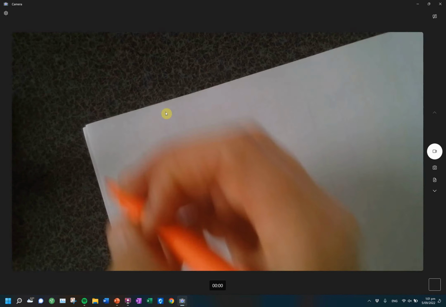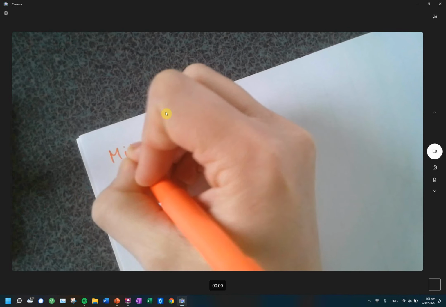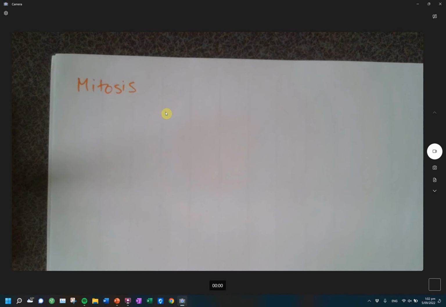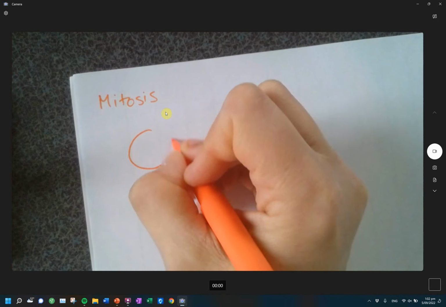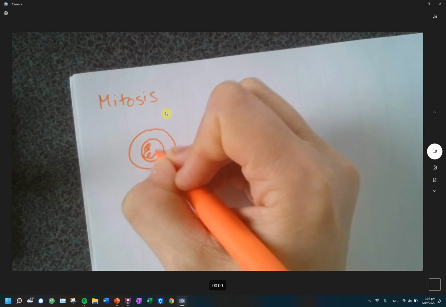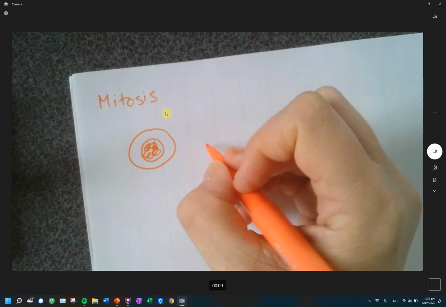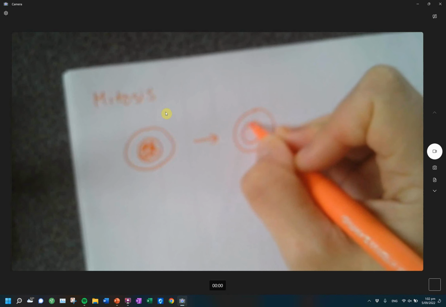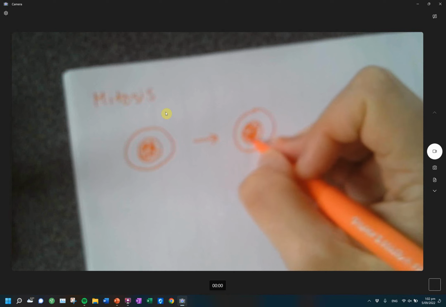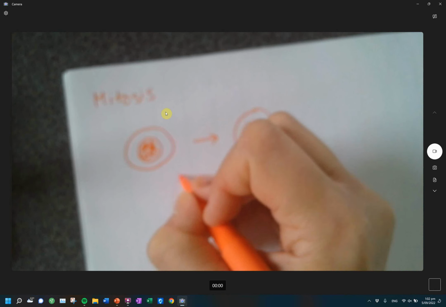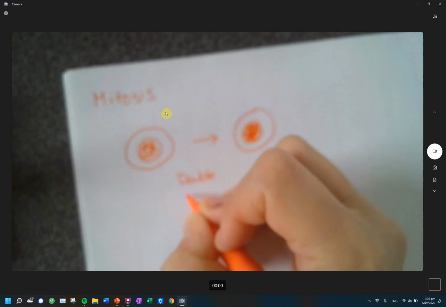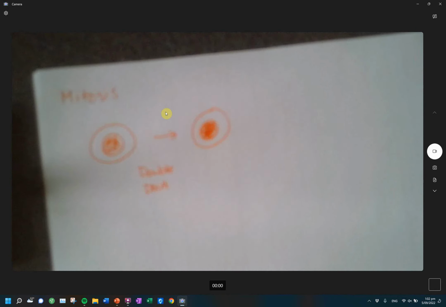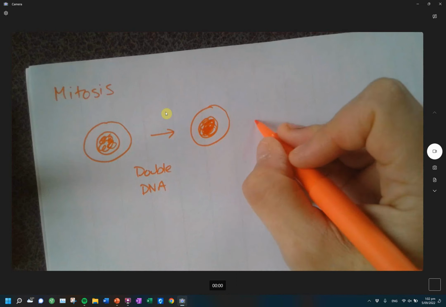So for mitosis, remember that happens in your toes. We have a cell, and that cell has DNA in it. It will double the amount of DNA it has. After it doubles that DNA, the cell will split into two.